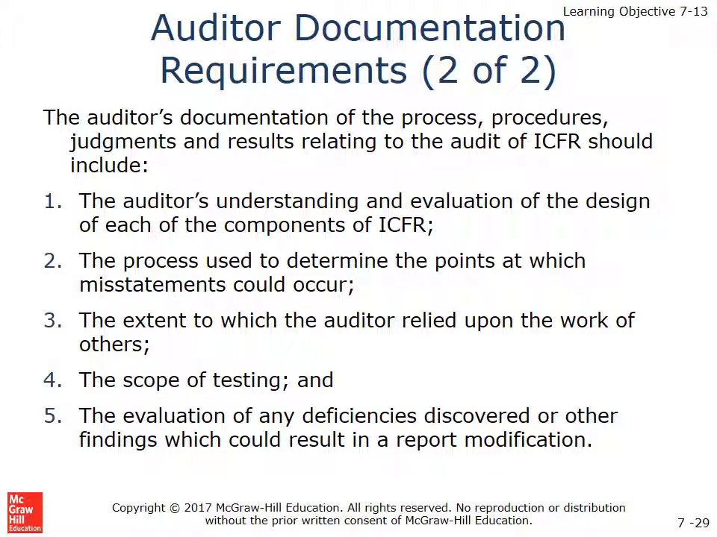The auditor's documentation of the process, procedures, and judgments should include the understanding and evaluation of the design of each of the components of internal control, and the process used to determine the points at which misstatement could occur. Remember, right after we planned, we did this assessment. It should also include the extent to which you relied on the work of others, the scope of testing, and the evaluation of any deficiencies discovered or findings which could result in a report modification. So all of this process must be documented by the auditors, and those are specifically the items that must be included.